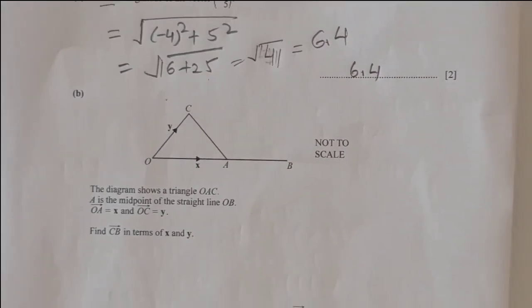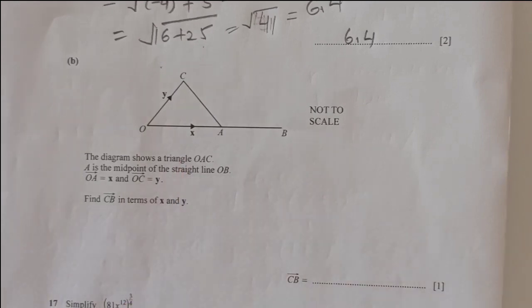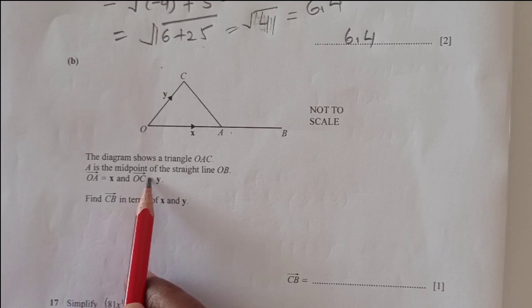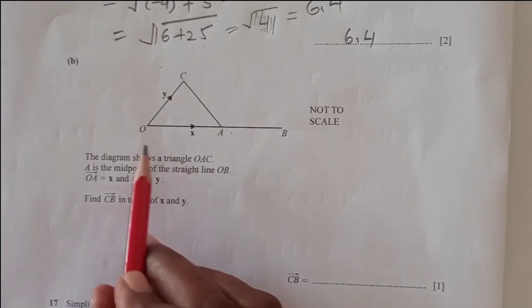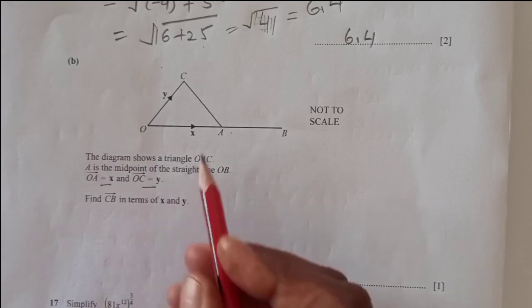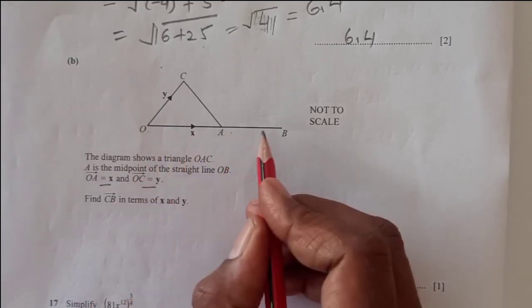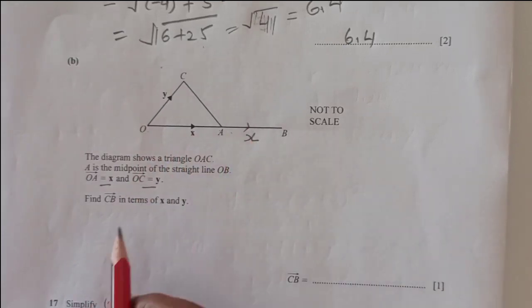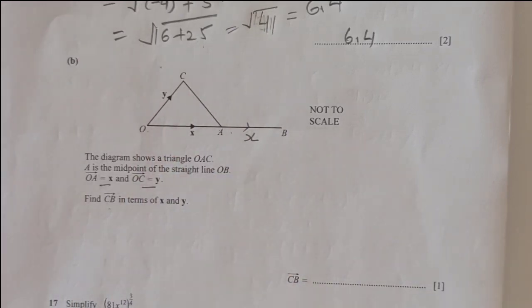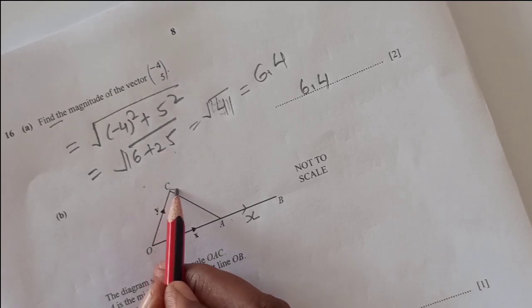Okay. Now in part B, the diagram shows triangle OAC. A is the midpoint of straight line OB. OA is x, OC is y. If this is the midpoint, and this is x, this is also going to be x. And this one is y. Find CB in terms of x and y. So we are looking for CB, from C to B.